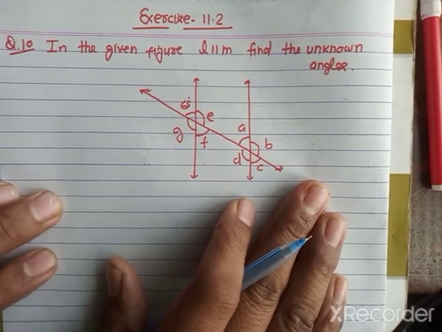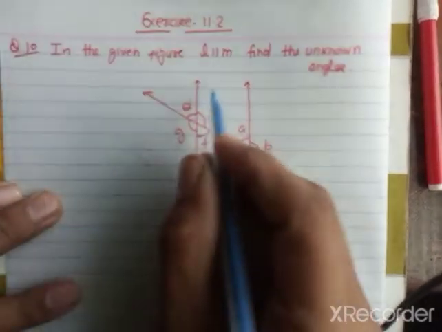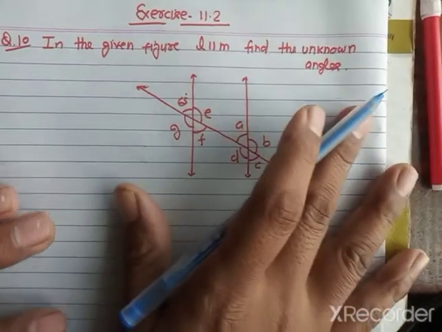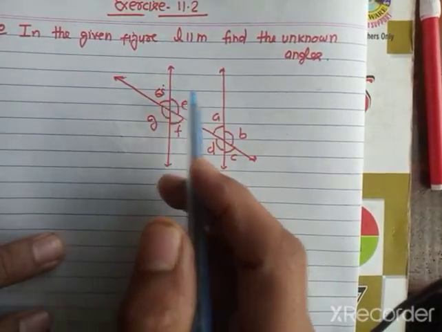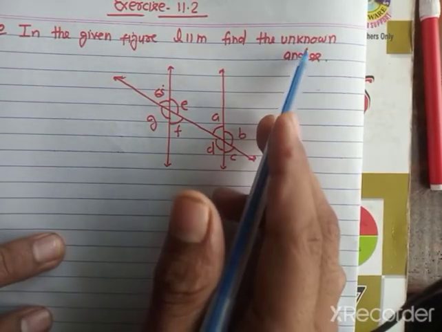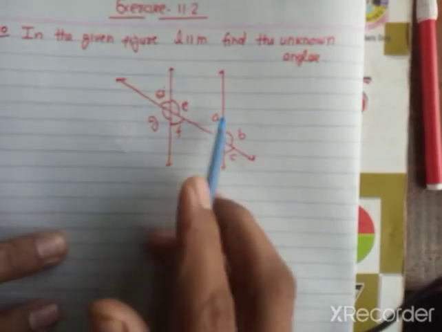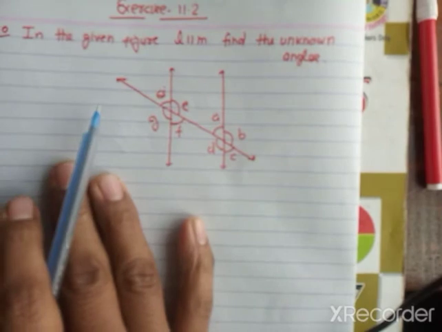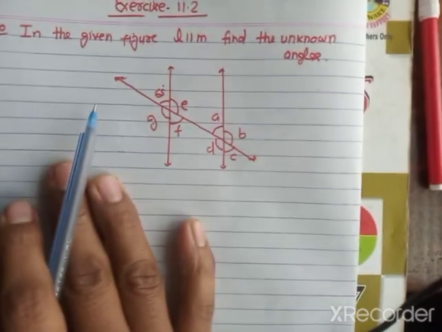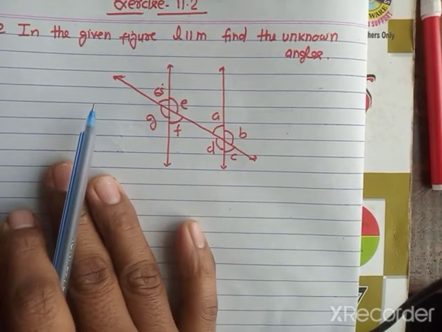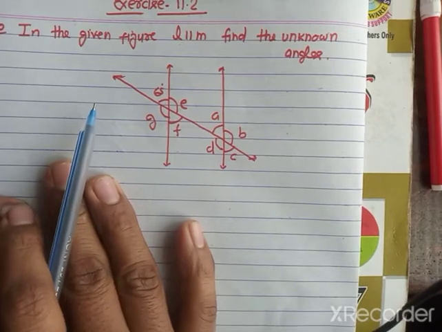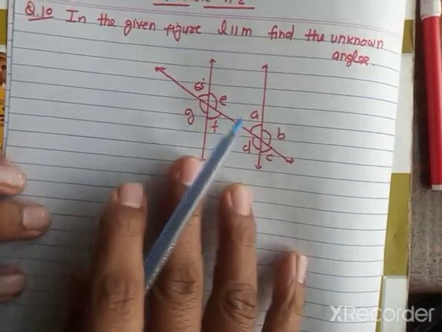Okay, the question is given in the figure. L is parallel to M. In the given figure, L is parallel to M. Find the unknown angles. It means A, B, C, D, E, F, G are the unknown angles. How to find the unknown angles?